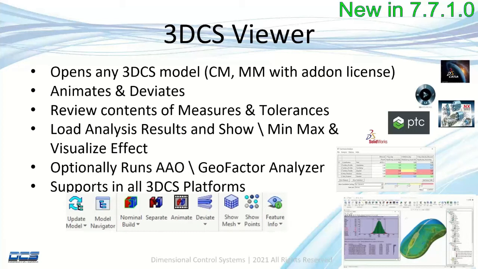And then optionally, if you have the AAO license, then you can also change tolerances in the model and see instant effects on all the other measurements. If you see down at the bottom here, it's got a list of the icons. All of your graphic animation icons are available: build, separate, animate, deviate, turn points on and off. So basically, you have everything available to you except creating moves, creating tolerances, creating measures, or editing them, other than editing the tolerance value within AAO. Next slide.